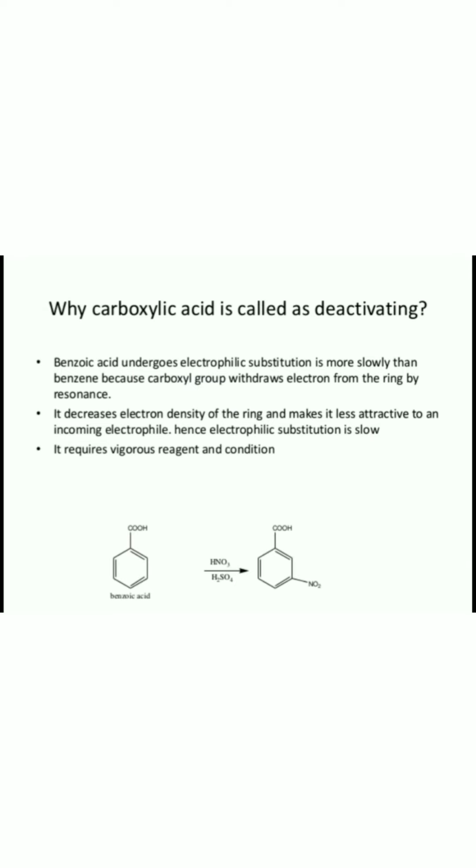Today we will concentrate on why the carboxylic acid is considered a deactivating group. Benzoic acid undergoes electrophilic substitution more slowly than benzene because the carboxyl group withdraws electrons from the ring by resonance. Here the plus R effect comes into play, and it withdraws the negative charge. Hence it decreases the electron density of the ring and makes it less attractive to an incoming electrophile. Hence the electrophilic substitution is slow. It requires vigorous reagents and conditions to carry on the reaction.